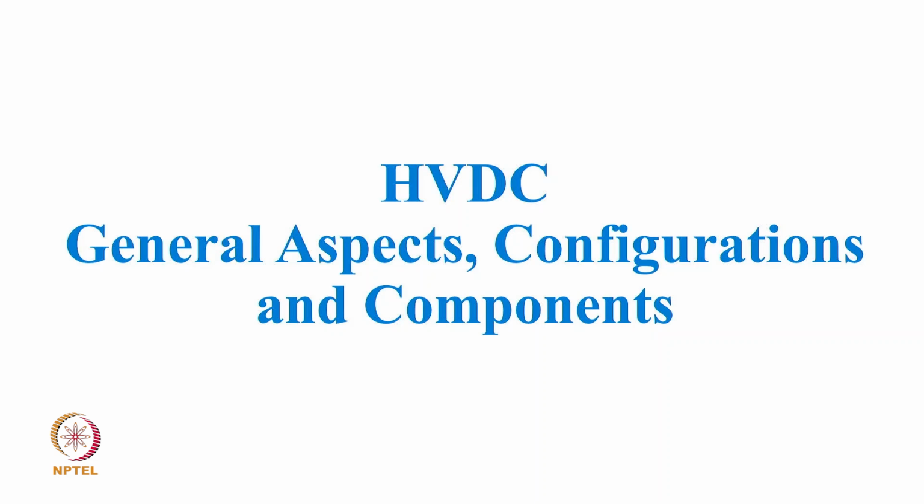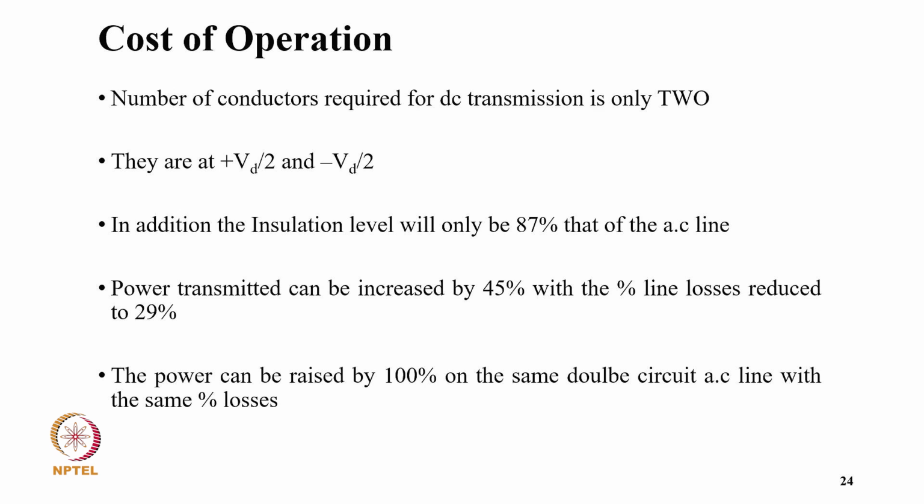So coming to HVDC general aspects, configuration and components. The general aspects are cost of operation, reliability, stability, voltage control, line compensation, ground impedance, and harmonics. Cost of operation: the number of converters required for DC transmission is only 2, at plus VDC by 2 or minus VDC by 2. In addition, the insulation level will only be 87% of the AC line, and power transmitted can be increased by 45%, with line losses reduced to 29%, and the power can be raised by 100% on the same double circuit AC line with the same percentage losses.